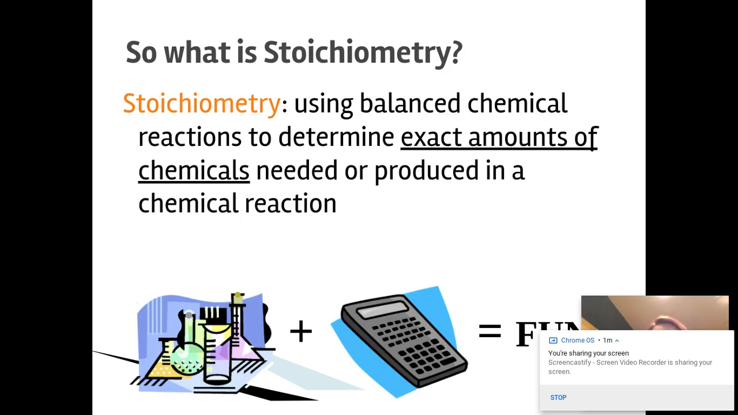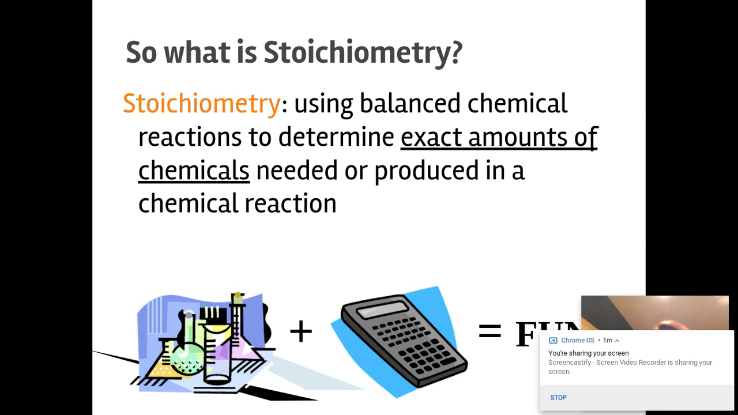Stoichiometry is using balanced chemical reactions to determine the exact amount of chemicals needed or produced in a chemical reaction. A lot of people compare it to having a recipe. Let's say it calls for 1 cup of flour, 3 eggs, and a half cup of sugar. If you have 1 cup of flour, 2 eggs, and a half cup of sugar, how much of your recipe are you actually going to be able to make?